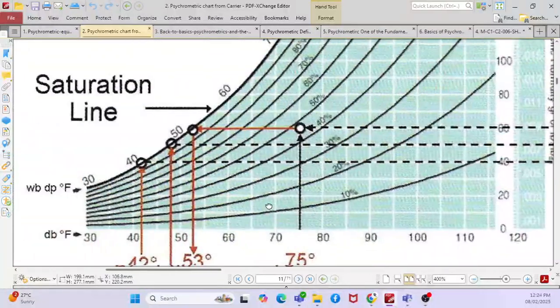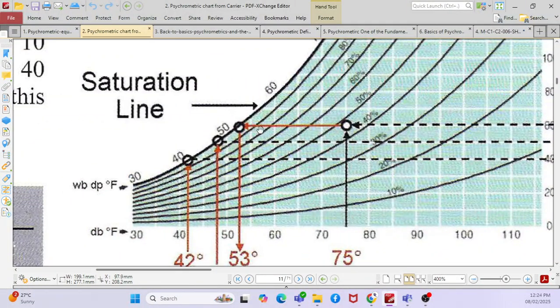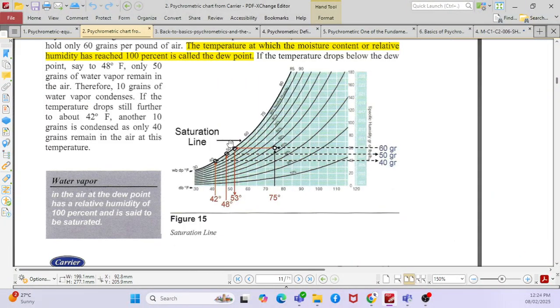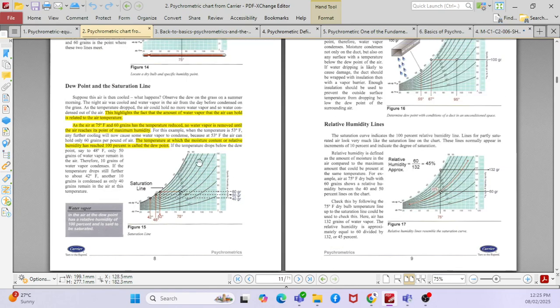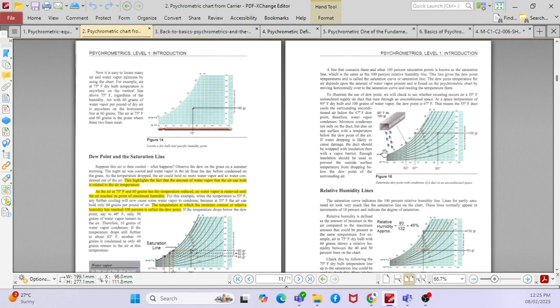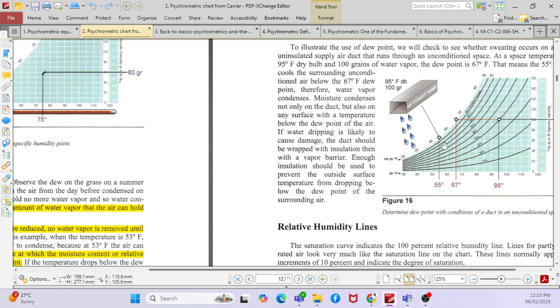So when the dry bulb temperature and wet bulb temperature are on the same line, that means it cannot hold more water vapor. That means the air is already 100%. It is said to be saturated. So you cannot hold more water vapor. That is called the saturation line. Okay, you can see here. So more than that, what will happen? It will start condensing. That is why in an FCU or AHU, you have a condensate drain pan, right?